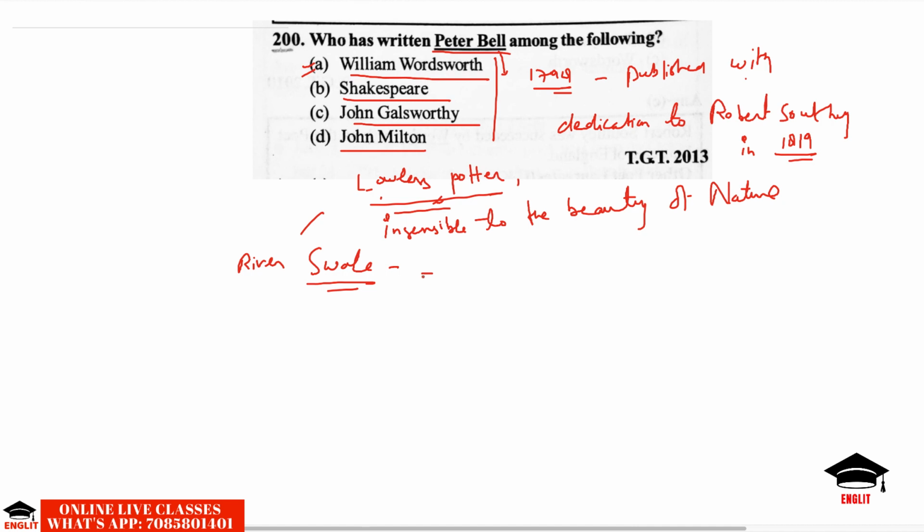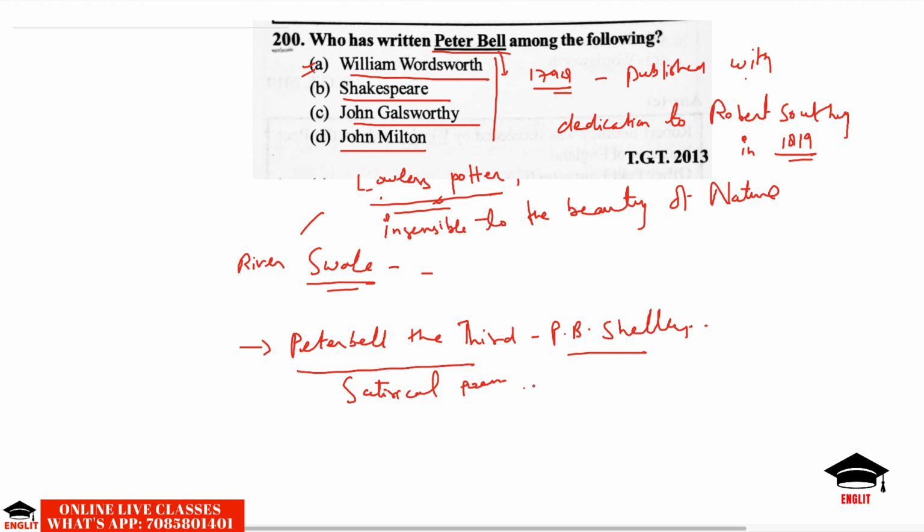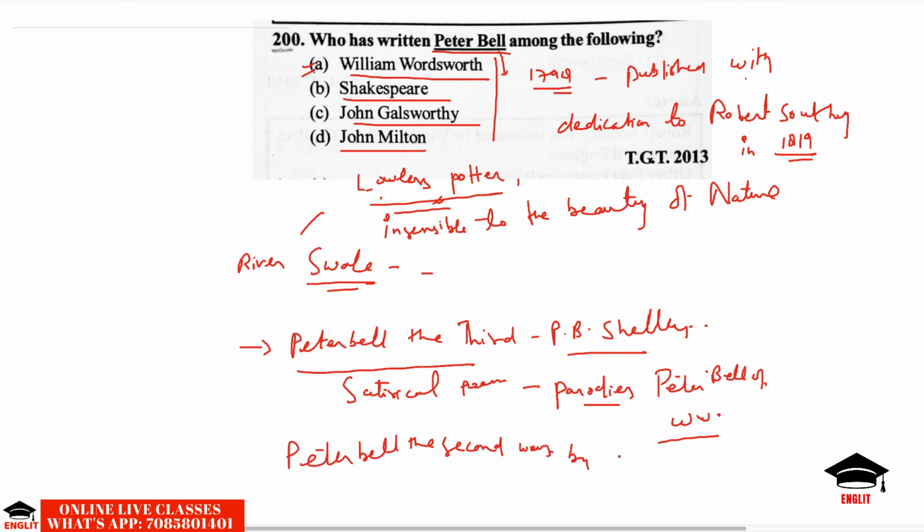However, in this process, Peter Bell seems to be a reformed man. He undergoes a very philosophical change. The process makes him a very reformed man. So the poem is all about this. P.B. Shelley has also written Peter Bell the Third, a satirical poem, and it parodies, means makes fun of, this Peter Bell of William Wordsworth. And Peter Bell the Second was composed by John Keats.